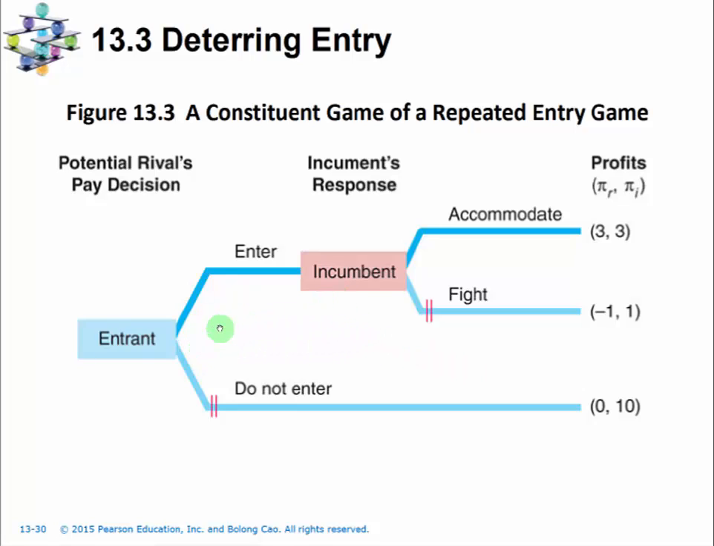If the entrant does not enter into a particular market occupied by the incumbent, the incumbent can make 10. But if the rival enters into a market and the incumbent accommodates after the entry, the incumbent can make 3, and the rival can make 3. If the incumbent starts a fight, the incumbent can make 1, a loss from 3. But the entrant can lose 1, compared to staying out of this market.